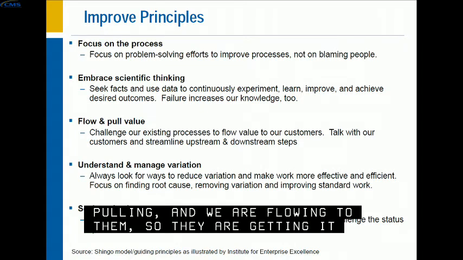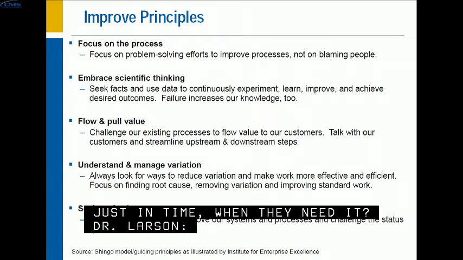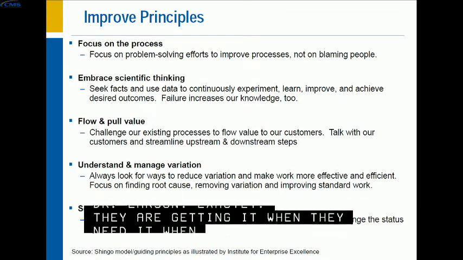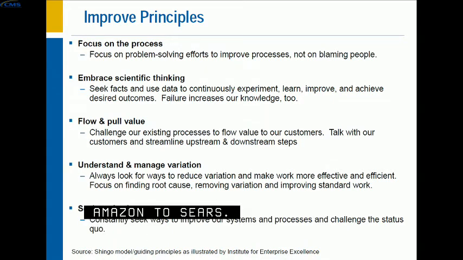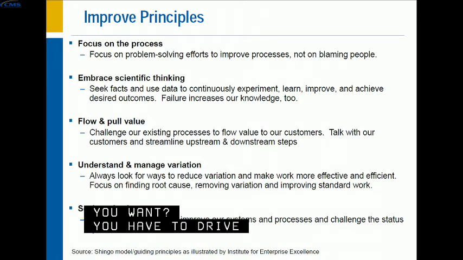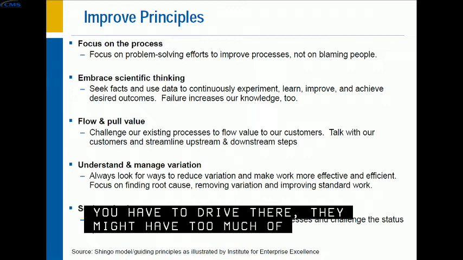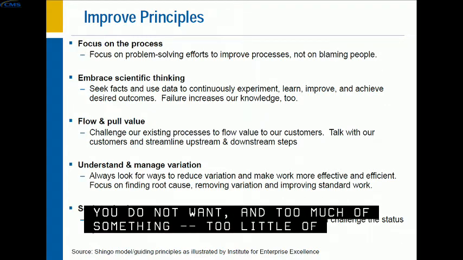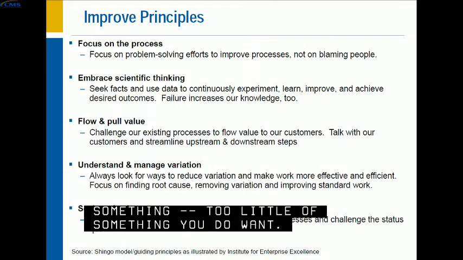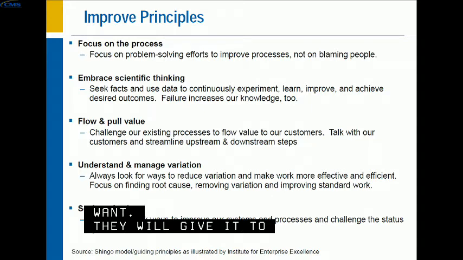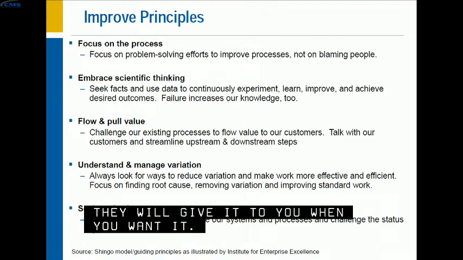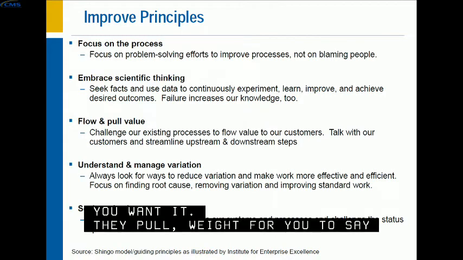To my mind, the best example of this is to compare, let's say, Amazon to Sears. So if you go to Sears, are you guaranteed they're going to have what you want? And you've got to drive there, right? And they may actually have too much of something you don't want and too little of something you do want. And so then you've got to wait. In Amazon, are they going to have just what you want? Are they going to get it to you when you want it? So they wait for the customer to say, yes, I want this now. So the customer is pulling, requesting that thing. And they deliver to you just in time as the time you want it. So you're not waiting.